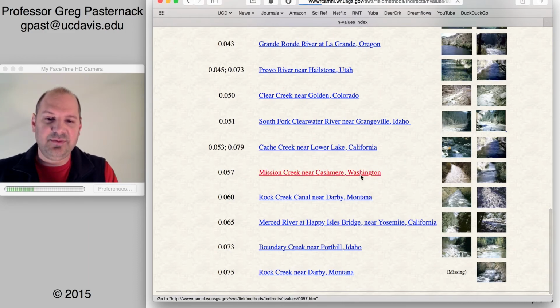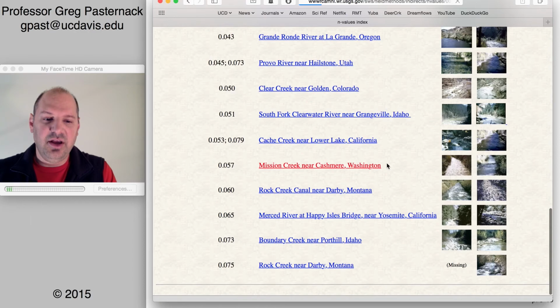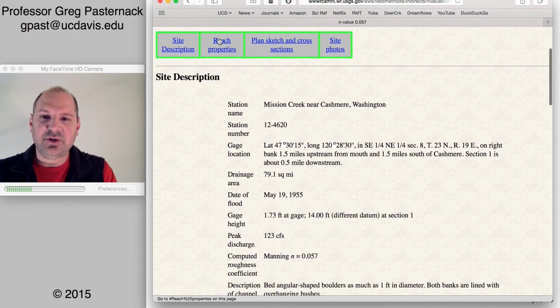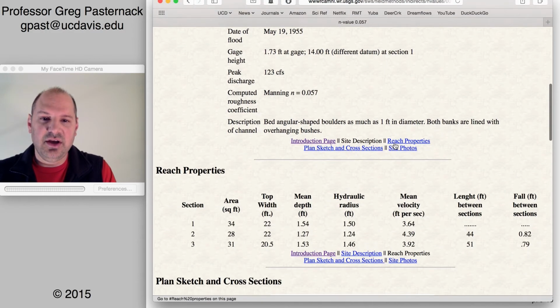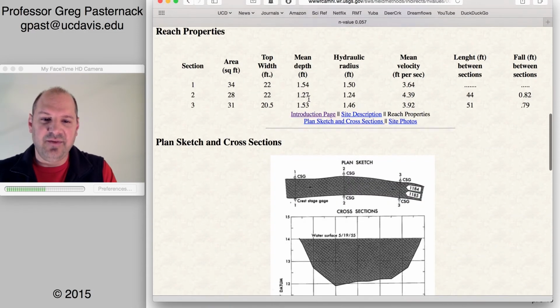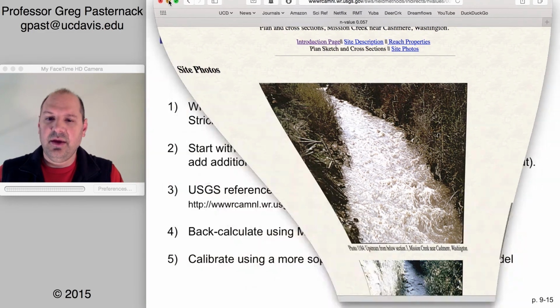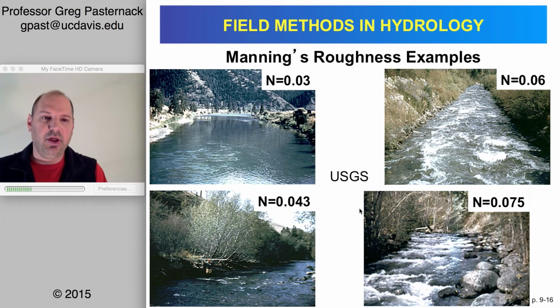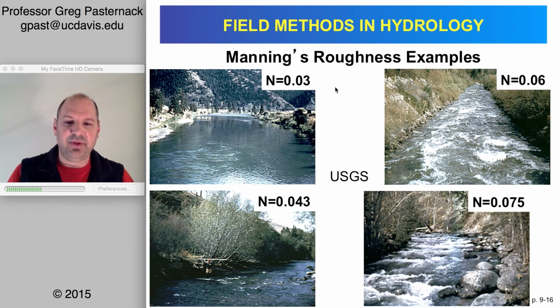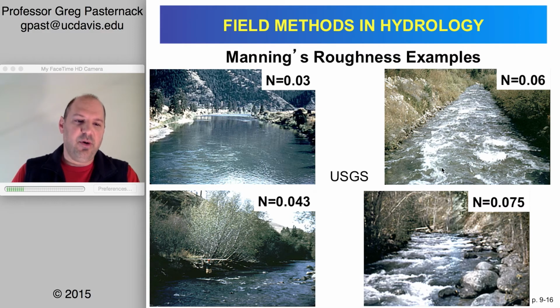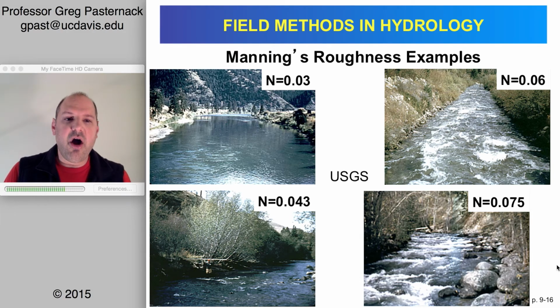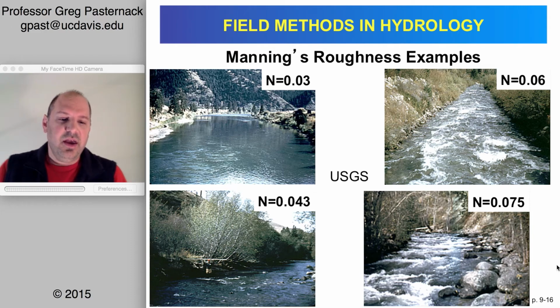And if you click on one of these, I'll just pick one arbitrarily and hope that the internet goes, then it will bring up a lot more specific information. Here we go. So it's got the site description, reach properties, a sketch, cross-section, and site photos. And you can see, like, the date of this from 1955, for example. So it gives you all of that information. And then here's an example, just pulling out of that, just a variety of channels. And I tend to be interested in a little bit coarser rivers, so maybe I'm skewed a little bit that way. But 0.03, 0.043, 0.06, 0.075. This gives you a sense of what these would look like. And notice that these examples are all fairly straight rivers. They are very rough potentially, but they're relatively uniform in how they are.